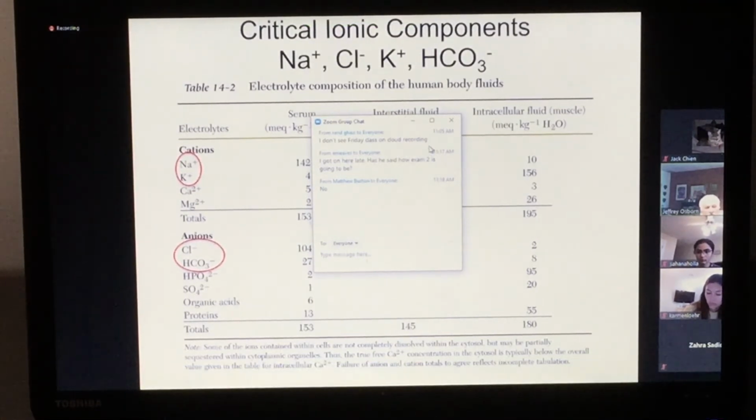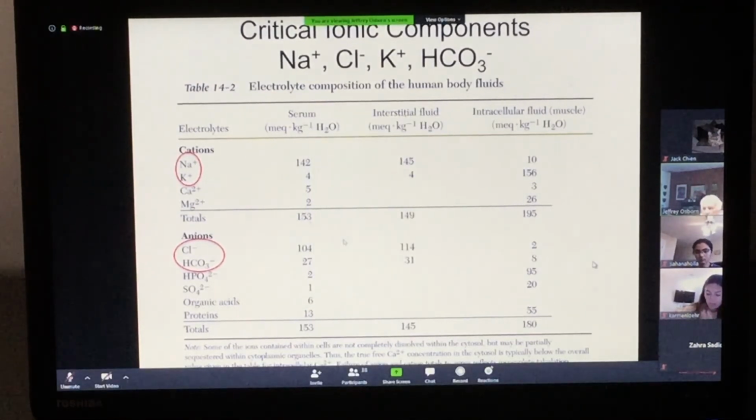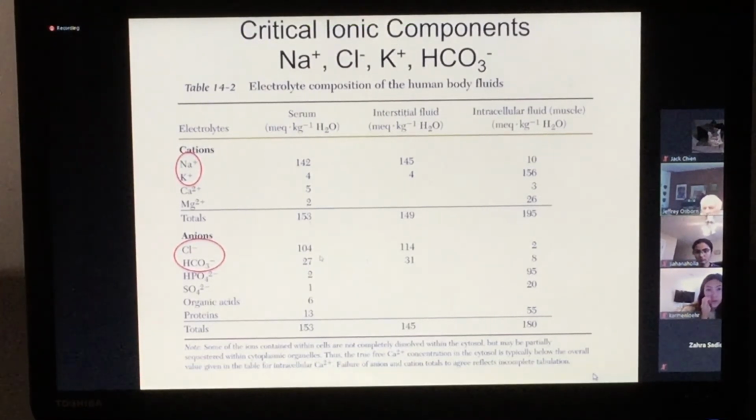What do you notice if you add 104 and 27? What do you get adding 104 and 27? You get about 131, right? About 131 millimolar for the anions in your serum. What do you notice about sodium? It's 142. So we are mostly composed of sodium chloride and sodium bicarbonate in your serum. You're mostly sodium chloride and sodium bicarbonate.